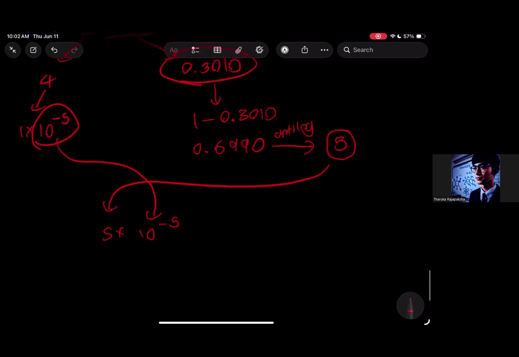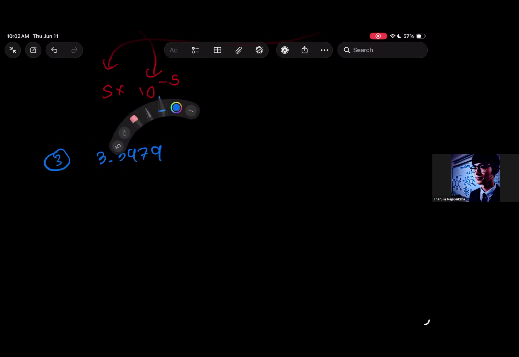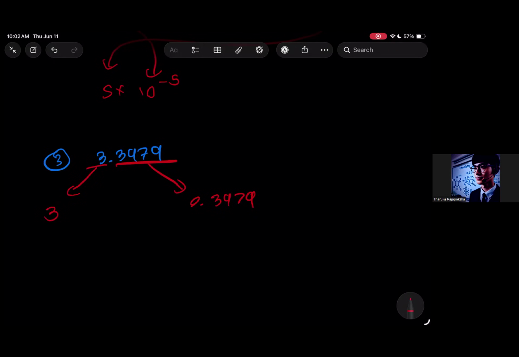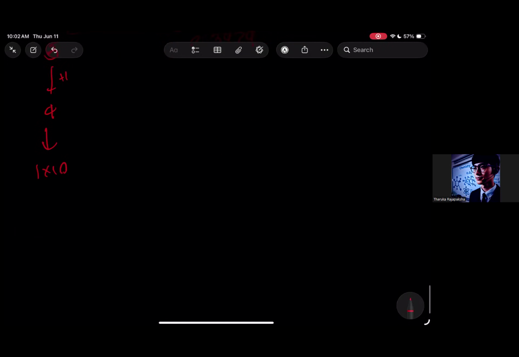Let's look at another example, the final example. Now let's say we want to convert 3.3979 into a concentration. First of all, we take this out and write 0.3979, and this value we write as 3. And we add 1 to it, plus 1, which is going to be 4. And then the 4, we write it as 10 to the power minus 4.